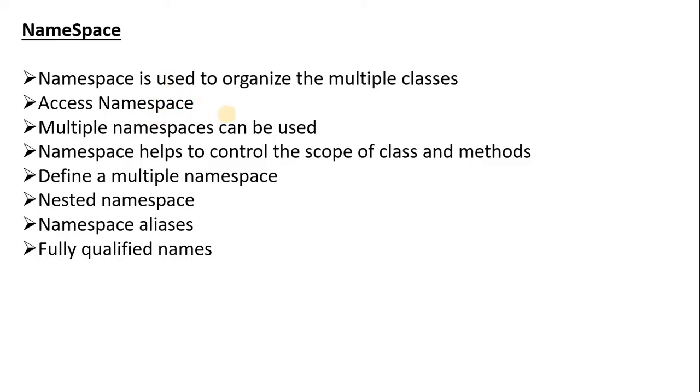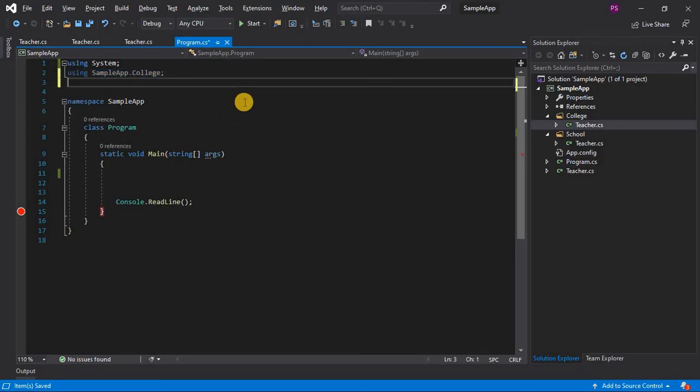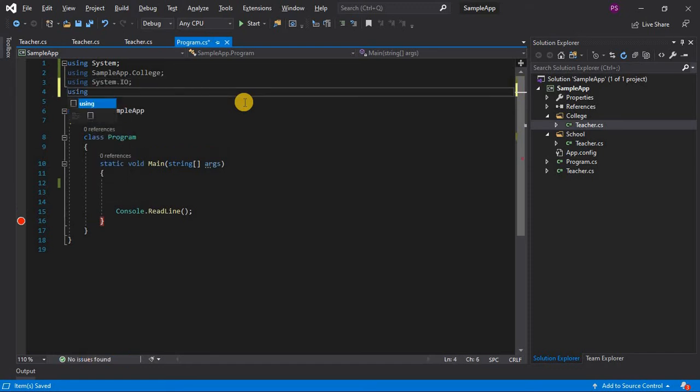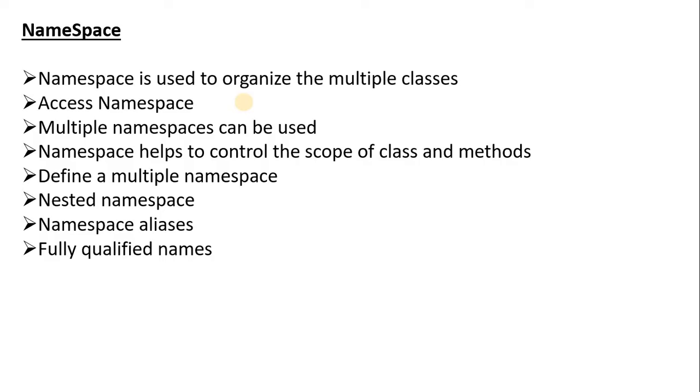We can use multiple namespaces inside a single file. So I can even import multiple namespaces. This way we can use as many namespaces as you need in your application. You can import the namespace with the help of the using keyword.